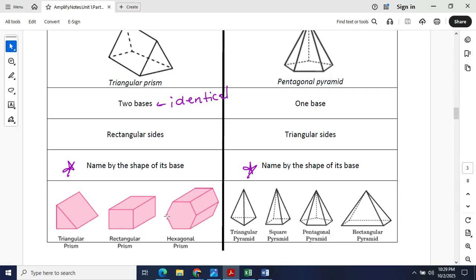Now the one on the right, there's 2 identical bases that look like this, and if I count, there's 6 sides, so it's a hexagon. Their sides are rectangular. It's a hexagonal prism. There's another hexagon on the other side.